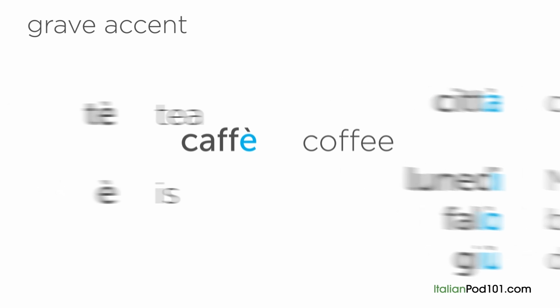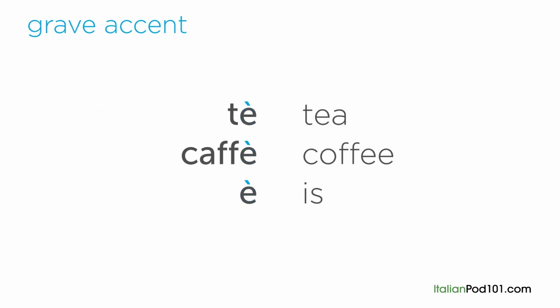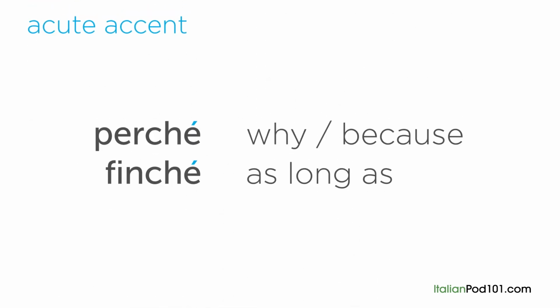If the vowel at the end is an E and it has the grave accent on top, it's indicating that we should pronounce it as an open E. And of course, we must stress the syllable. Tè, caffè, è. The other accent is the acute accent, and it's used to indicate that we should pronounce it as a closed E. Perché, finché.